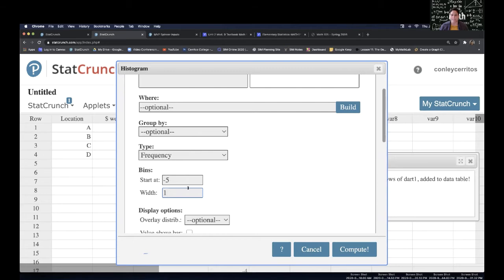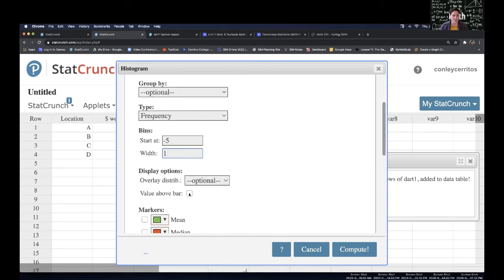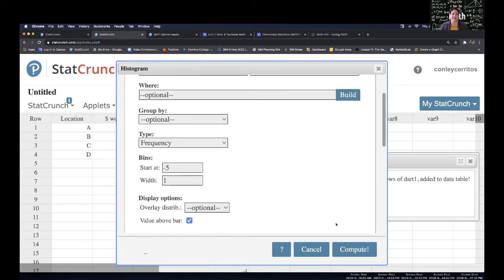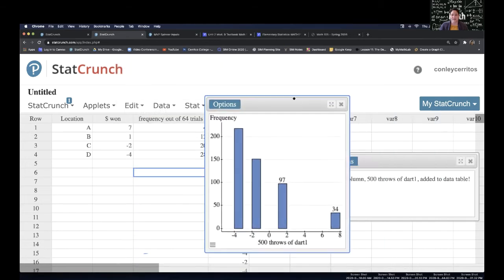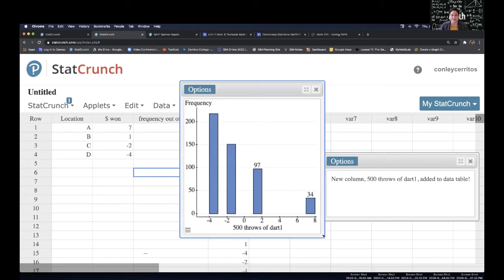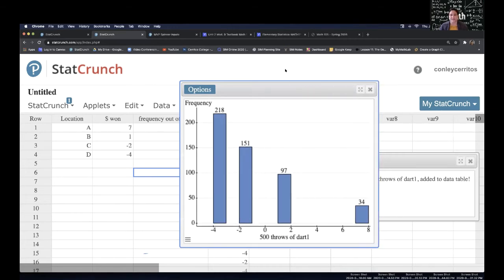Everybody see that? And I know a lot of people like to put the value above the bar. I've been trying to do that just to be like everybody else. And then I push compute, and here's my scenario. Ugh, I don't like this scenario, but that's life in the big city, kid.